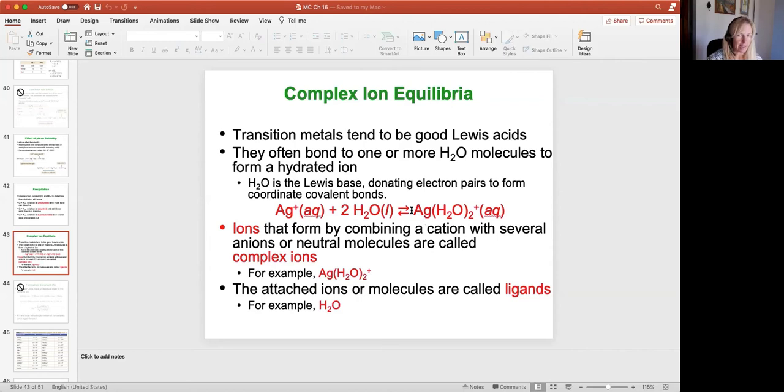These are highly favorable. From an equilibrium standpoint, everything that we've looked at thus far has been favoring the reactant side. Ionic equilibrium, only a little bit of dissociation. Acid-base chemistry, only a little bit of dissociation. This is the complete opposite. When I form these transition metal ion complexes, they're highly favorable, so they have really large K values.